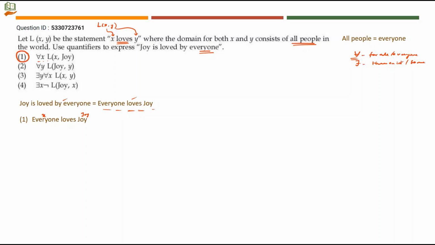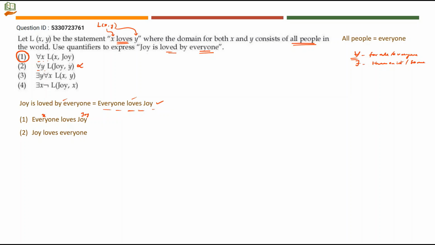So sometimes the statement is given in another way, but you have to interpret the direct meaning and then find the right option. Now we will also translate the other expressions. We have used for all y. So this is also everyone here. But here joy is sitting first and y is sitting next, which means joy loves everyone. But the question is, joy is actually loved by everybody. It means everyone is loving joy. So this is not matching with the question statement.